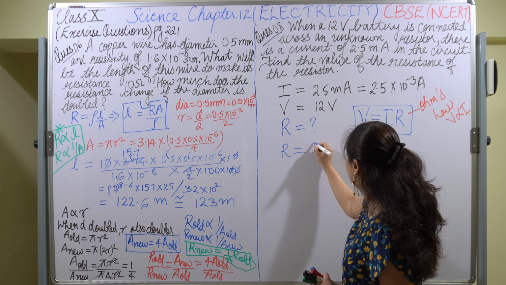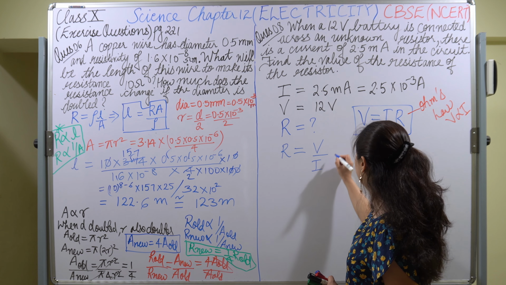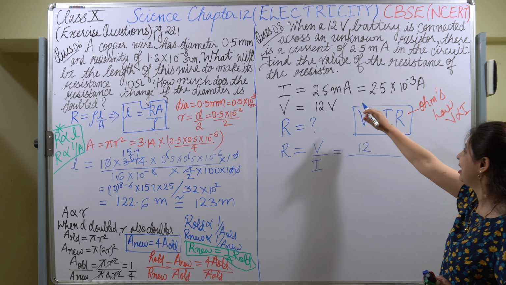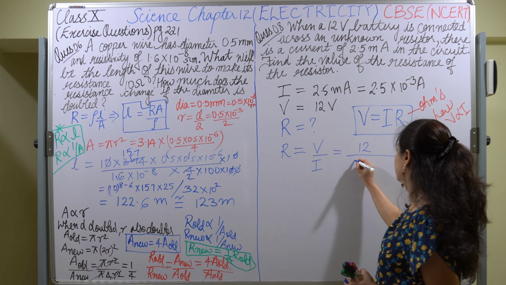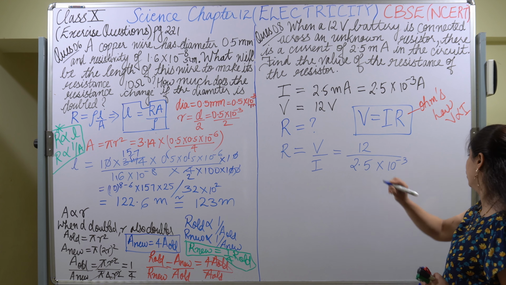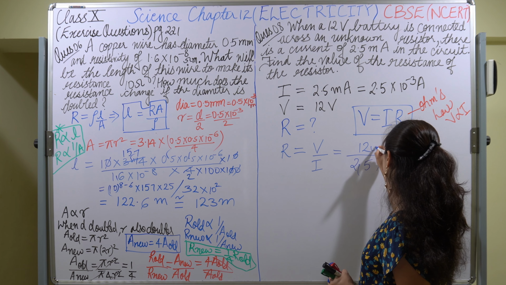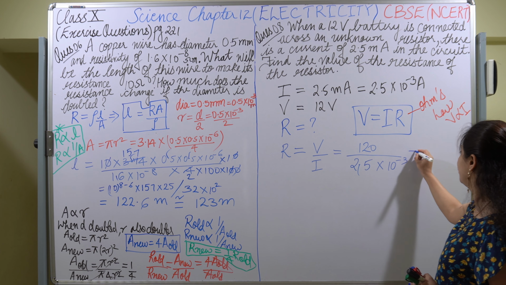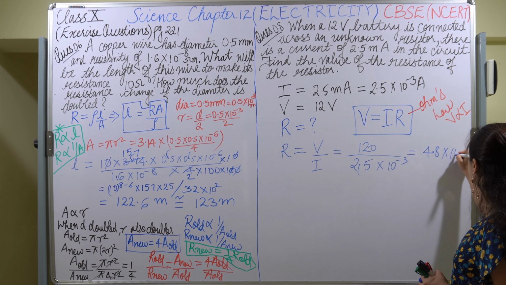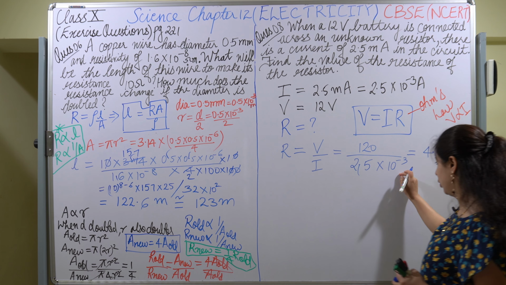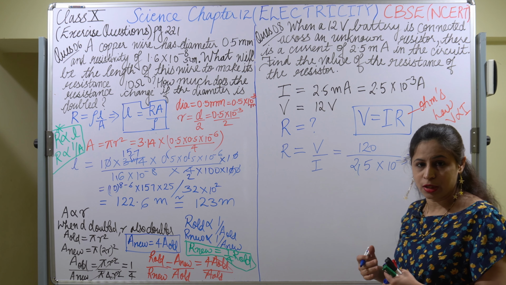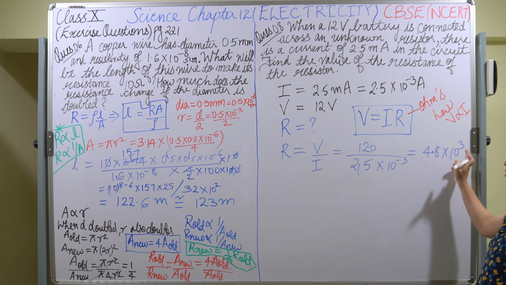R will be equal to V upon I. V is given to us as 12 volts upon I. We have already converted it into amperes, so it will become 2.5 into 10 power minus 3. So when we solve it, we get 4.8 into 10 power 3. When this goes to the numerator, the sign of minus changes and becomes positive, so it becomes 10 power 3.